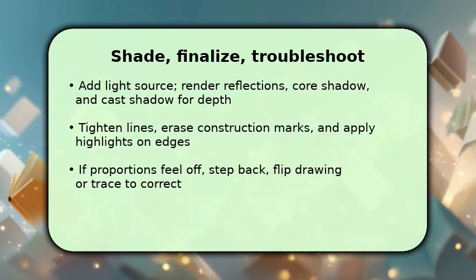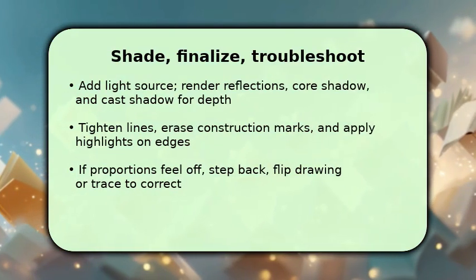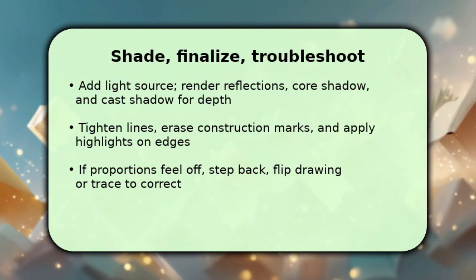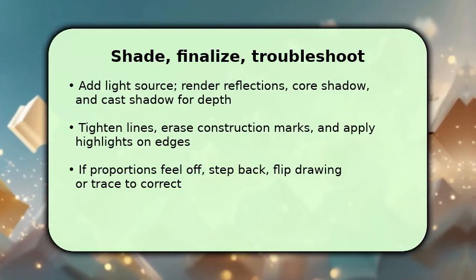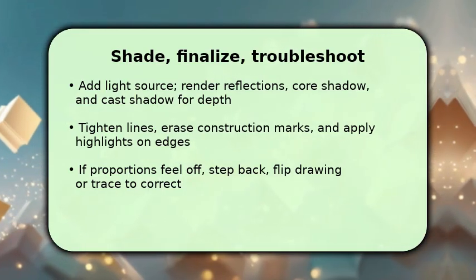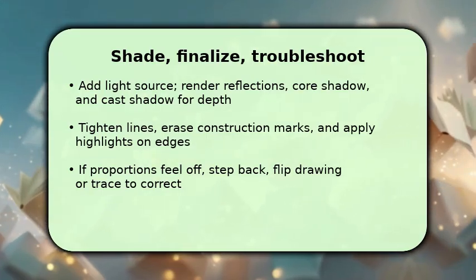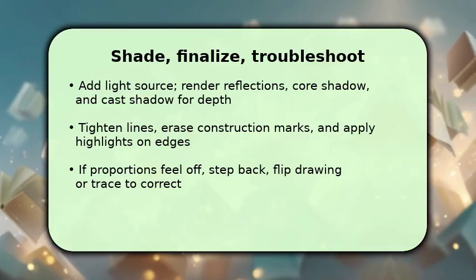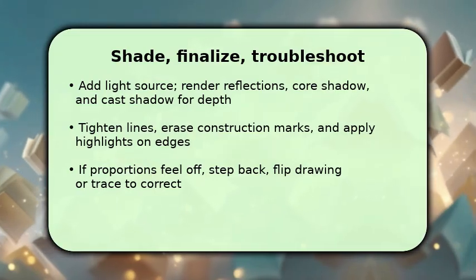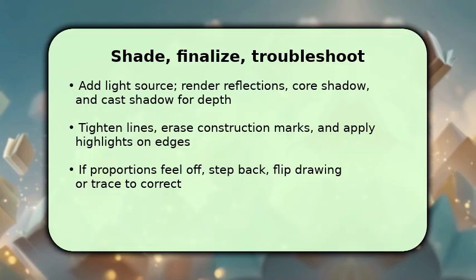For the final pass, decide on a light source and render reflections and core shadows to sell volume. Use softer shading on curved panels and harder contrast on folded creases. Highlights on sharp edges make the metal read correctly. Tighten your line work, erase construction marks, and add cast shadow under the car to ground it.